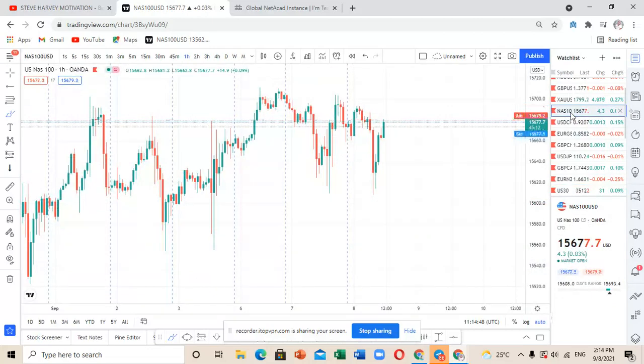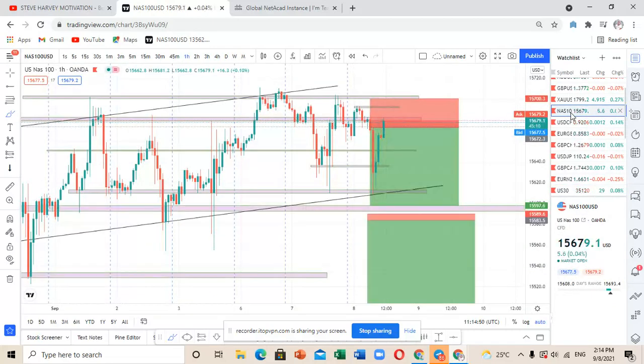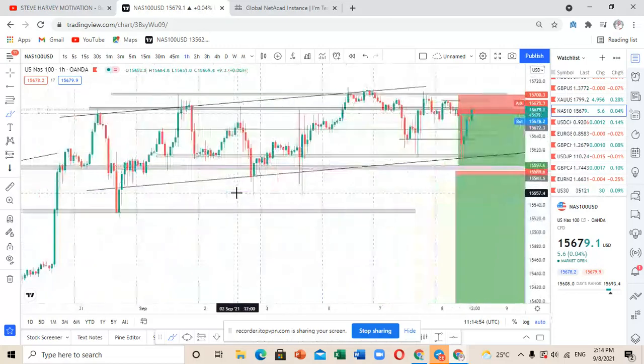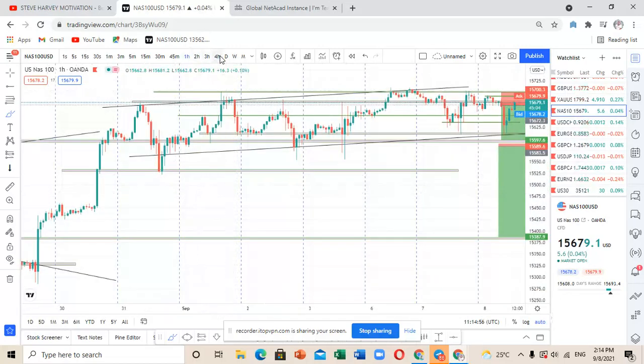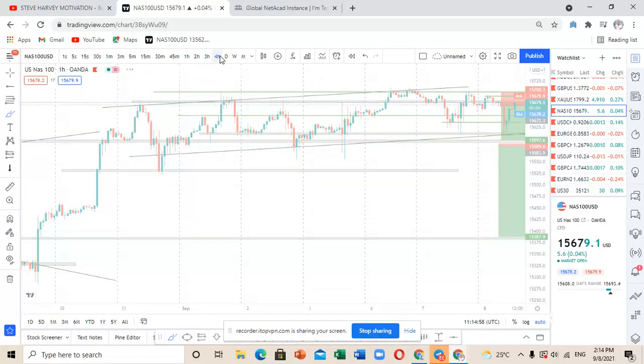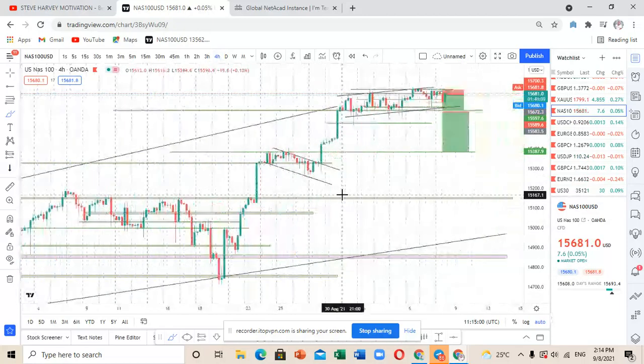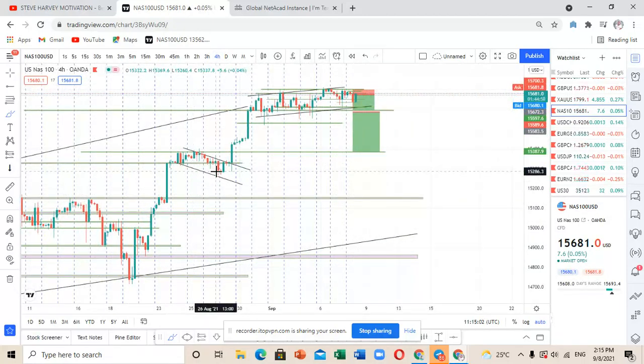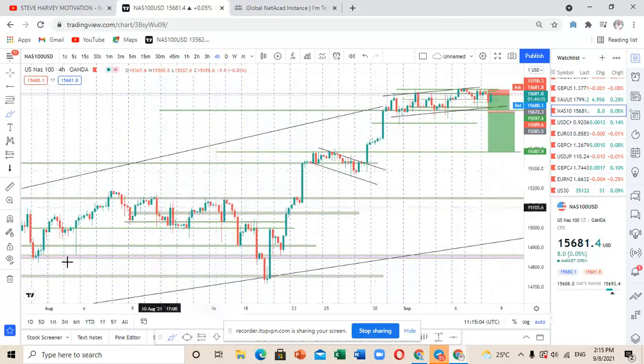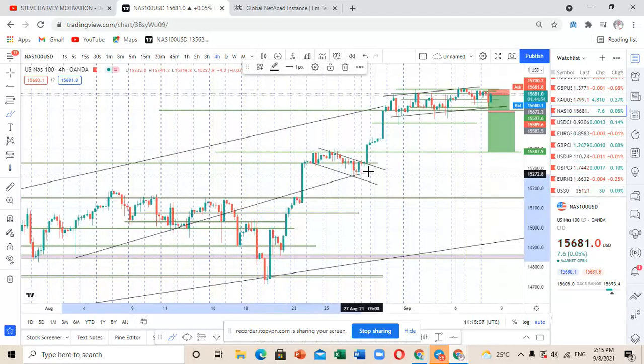So let us move on to the NAS 100. As you can see, from the 4 hour time frame, it is still an upward trend. You can see that usually this is a general upward trend.